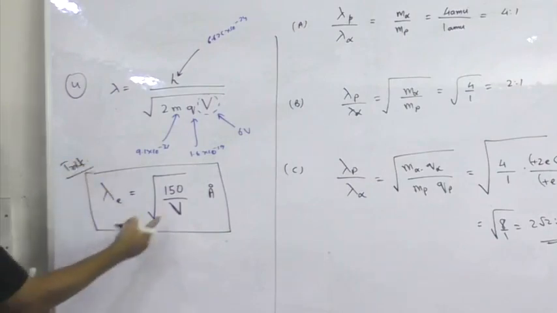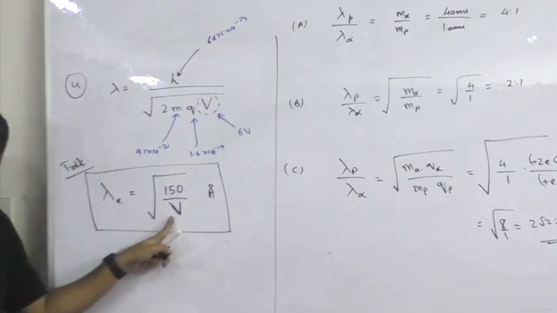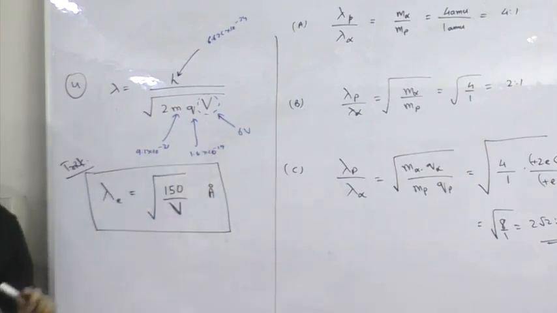Okay. So in our given problem, how much was V? How much was the potential difference? 6 volts. So 150 by 6 is 25. Square root of 25 is 5 Armstrong.